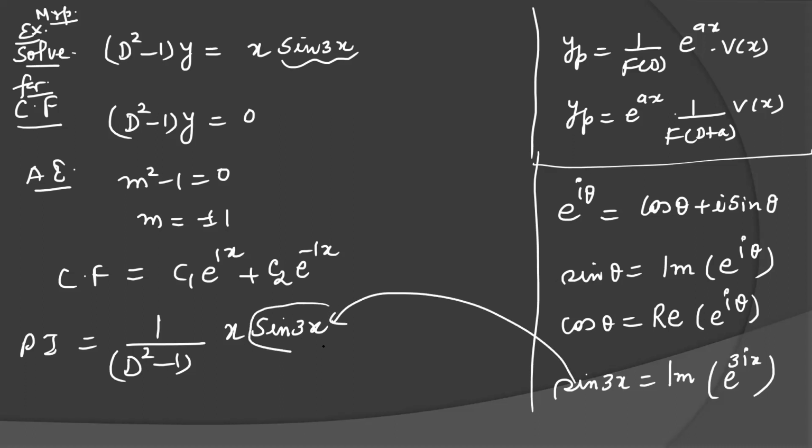Suppose this term is not there, then simply we use binomial expansion. If this term is not there, then we will use the result of the trigonometric function. You can see my lecture 4. But here both are present, so we cannot apply the result of polynomial or trigonometric. Then what will we do? We will use this result.